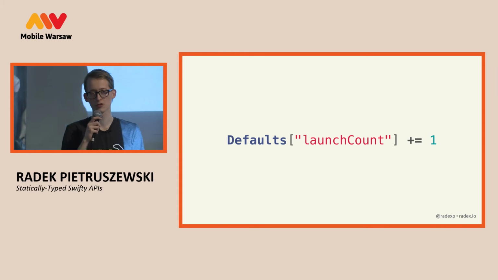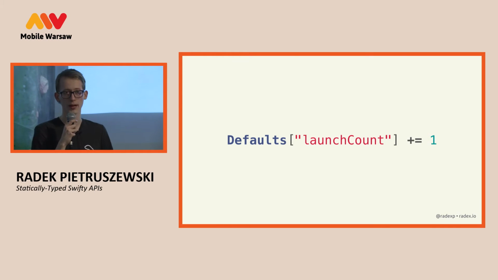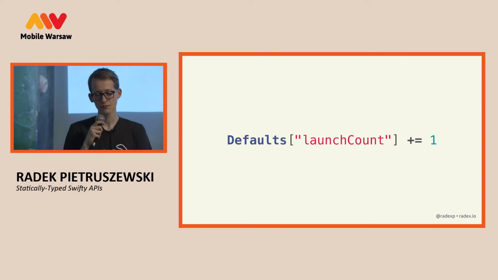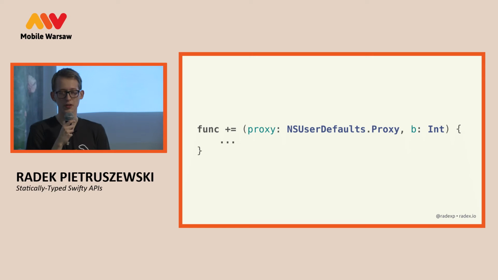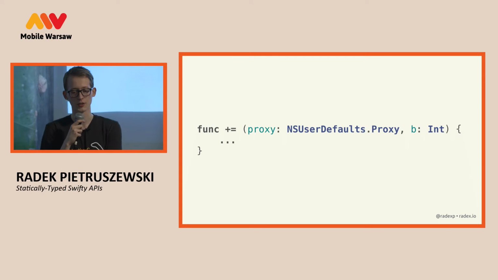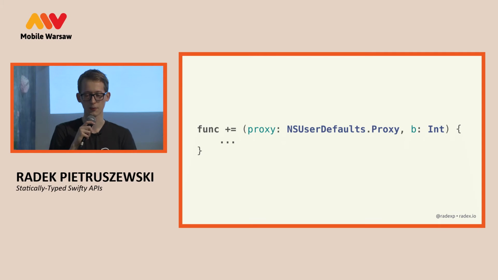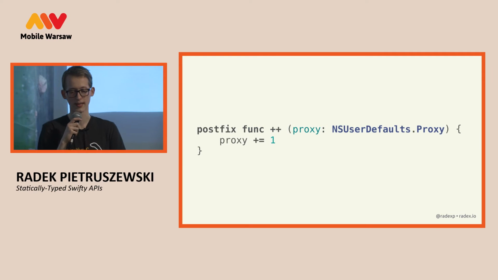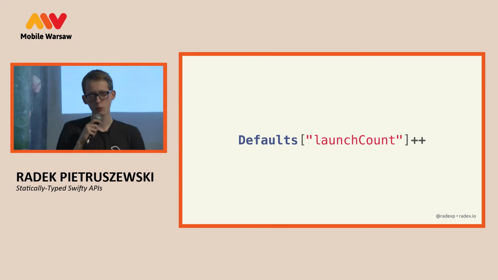If it actually was a dictionary, if it didn't just pretend to be a dictionary, I could do that. So why can't I? And I thought, oh, why not? In Swift, operators are just functions, and I can overload them, so I can make my own plus equals that takes a proxy on the left-hand side and an integer on the right. Does the right thing for me, right? And then I could abstract one step further, add a postfix ++ that adds one. And now I have this, which I really liked.